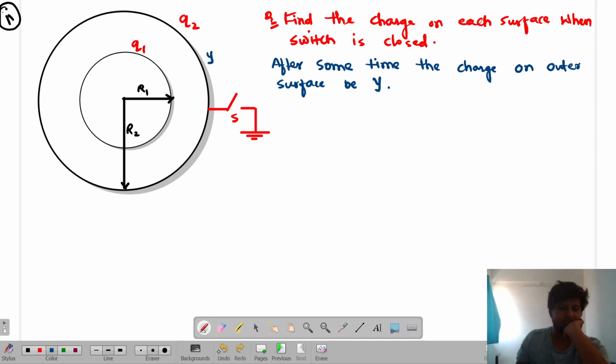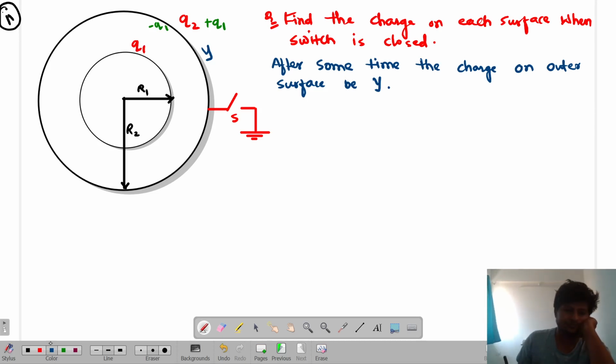And see, there will be some inductions also. Like I can consider due to Q1, initially what will happen? So initially first induction will happen, minus Q1 plus Q1, isn't it? But the earthing will affect only this top surface. So let's suppose the top surface charge becomes Y after some time. But the inner surface will be minus Q1 and this one will be how much? Q1. Are you able to get me? Is this perfectly clear?